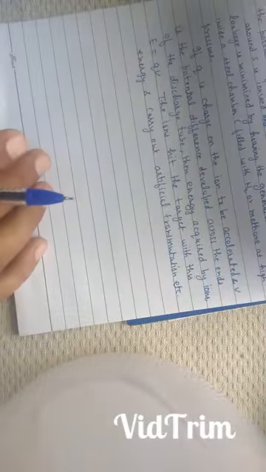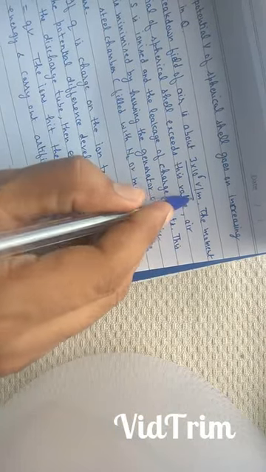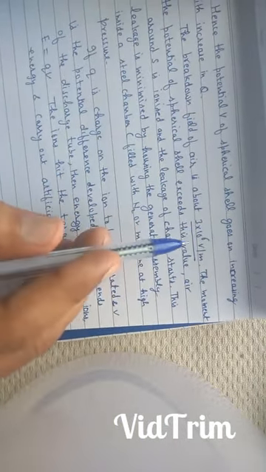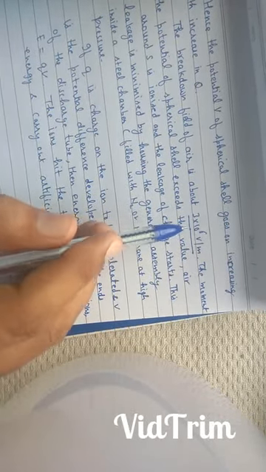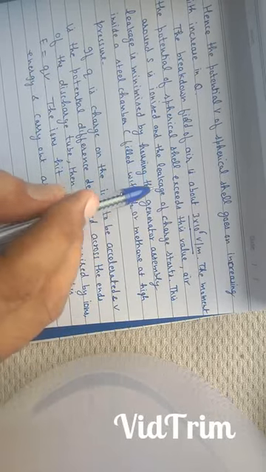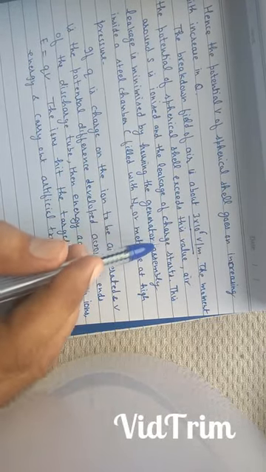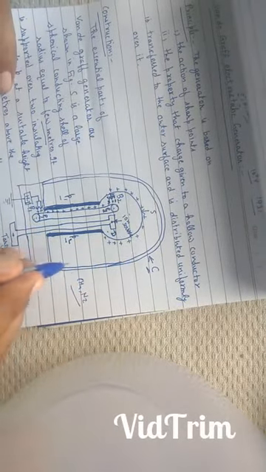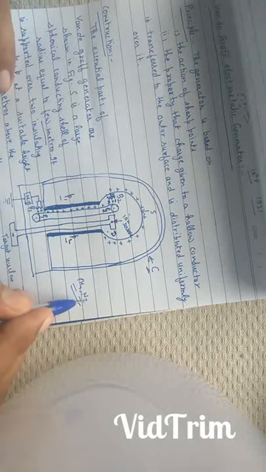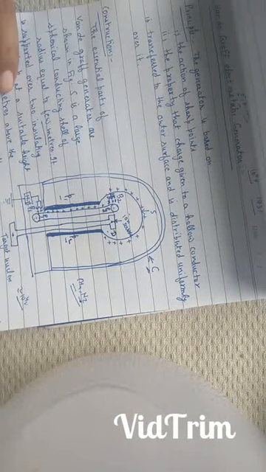The breakdown field of air is about 3 × 10^6 volt per meter. The moment the potential of the spherical shell increases beyond this value, the air around the spherical shell is ionized and leakage of charge starts. This leakage is minimized by housing the generator in a steel chamber C filled with methane or nitrogen at high pressure to minimize the leakage of charge.